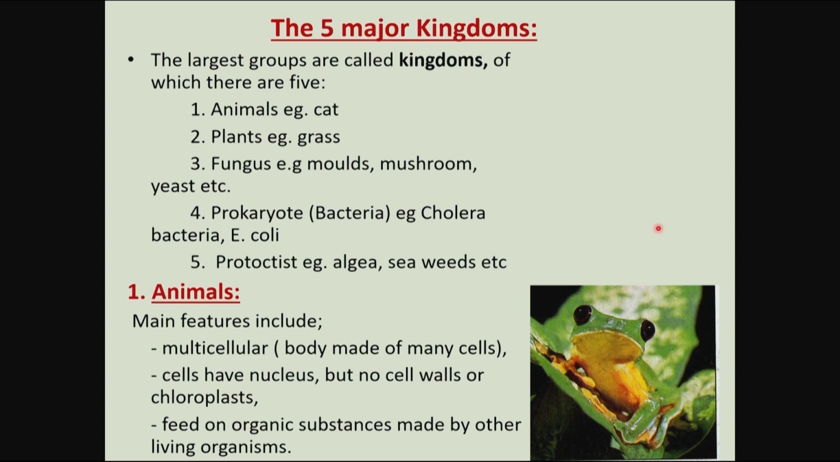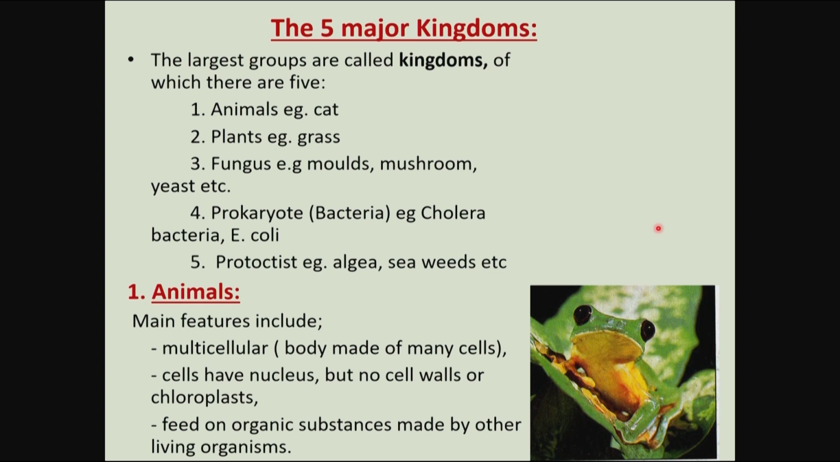Now, we look at the 5 major kingdoms. The 5 major kingdoms: we're going to look at the animals, or the animalia. We have the kingdom plantae, or plants. Okay, we have the fungi. We have the prokaryotes, or the bacteria. And of course, the last kingdom is the protoctista. So to start with, animals or animalia.